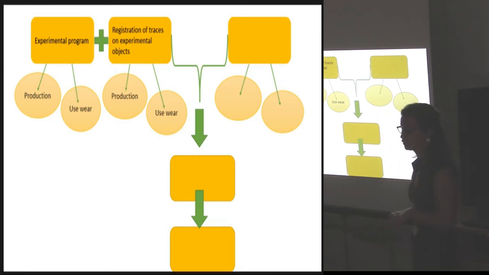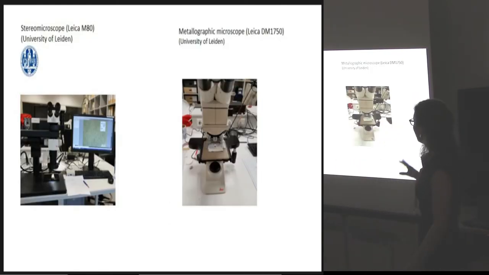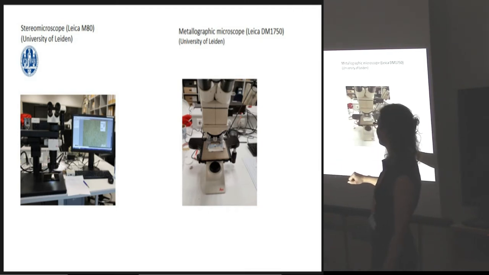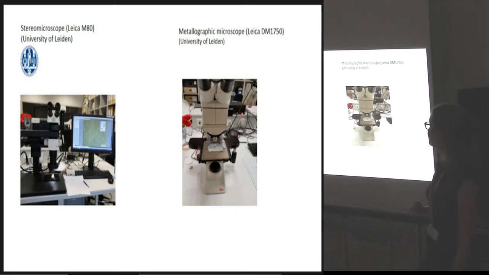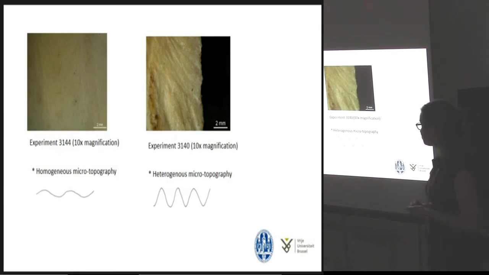All those traces were registered, of course, and I made a phase of production and a phase of use that I analyzed. I used two kinds of microscopes: the stereo microscope up to 50 magnification, and secondly the metallographic microscope up to 200 magnification. Those microscopes were available at the University of Leiden, where I learned the technique of microwear, because you can't do that in Belgium either. It was with Annelou van Gijn, who also did a lot of use-wear analysis on lithic material. To define the traces, I used the terminology already determined by Legrand and Sidéra in France, two archaeologists, but they used this terminology on bone. I use it on antler, and I wanted to see if it was the same.